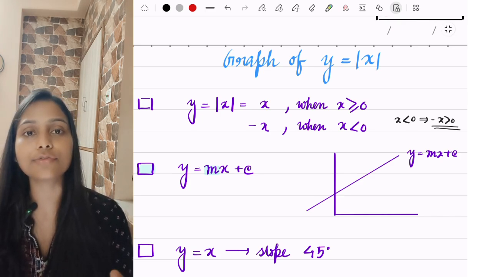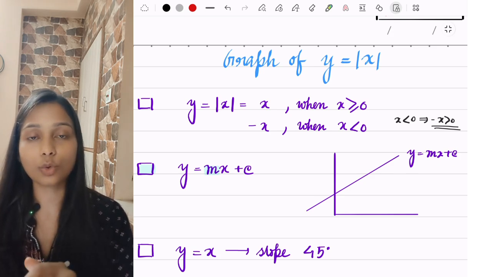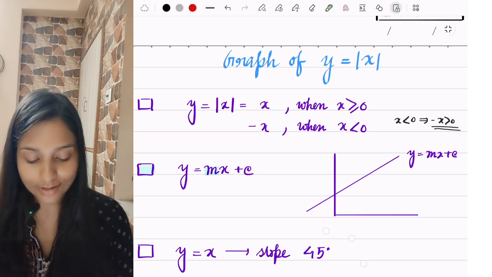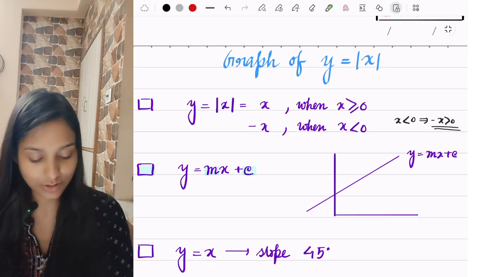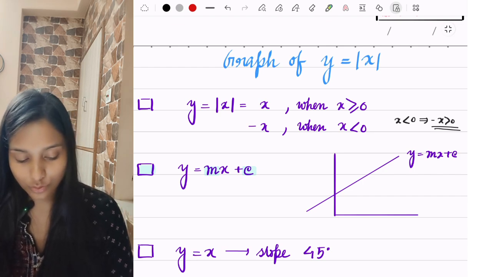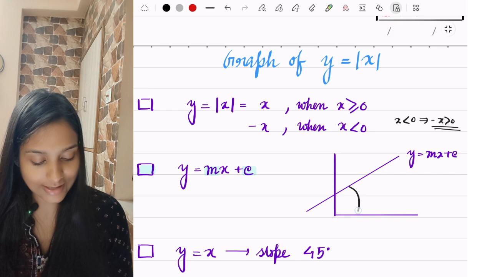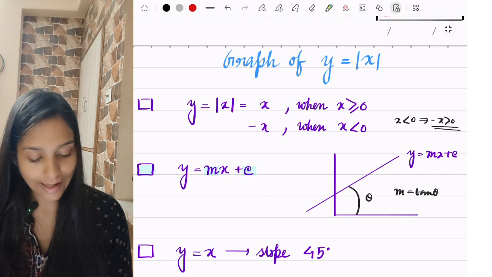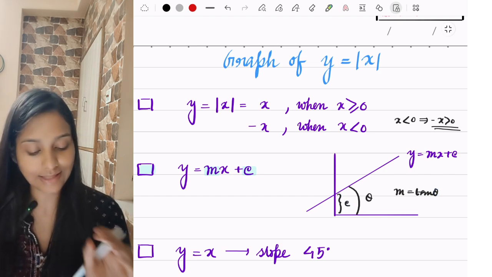So that means if the straight line makes an angle theta with respect to the x-axis, then this m will be tan theta. And what does this c do? This c is the y-intercept. So let me write it down. If this makes an angle theta, then m will be tan theta, and this part here, this is the y-intercept and that will be the c.